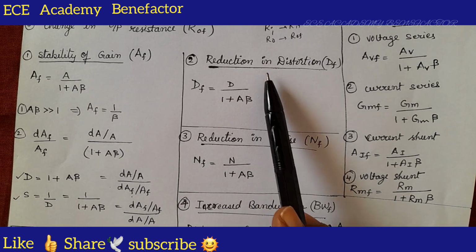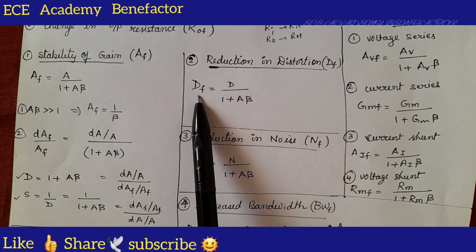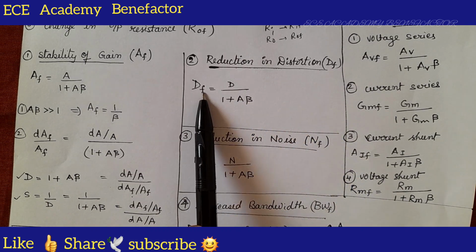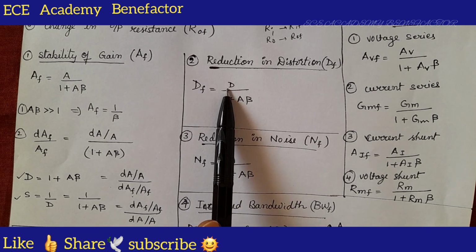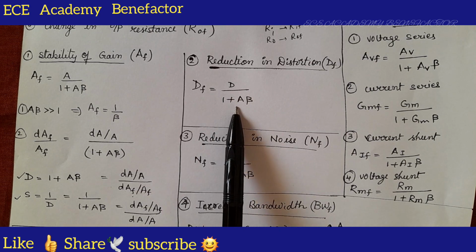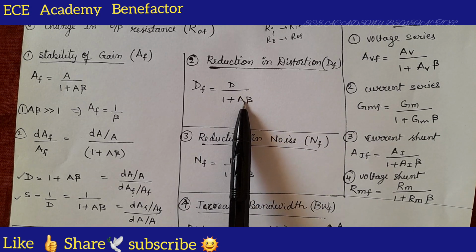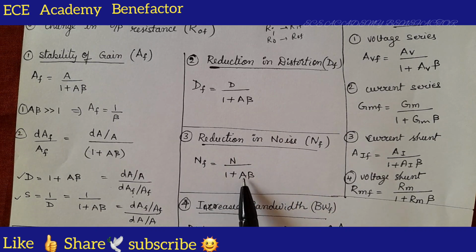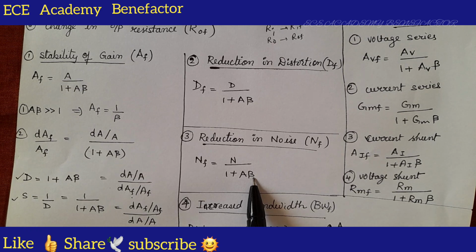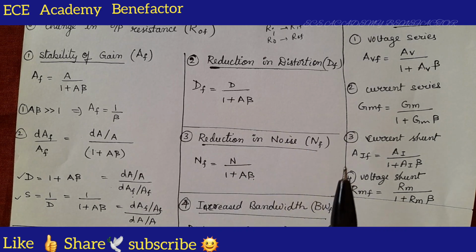The next topic is reduction in distortion. So the distortion is reduced. We have seen the equation: DF, that is distortion with feedback, is equal to distortion without feedback divided by 1 plus A beta. Reduce means divide: DF is D by 1 plus A beta. Reduction in noise: NF is equal to N by 1 plus A beta. So whenever the equation says reduce, divide that by 1 plus A beta.